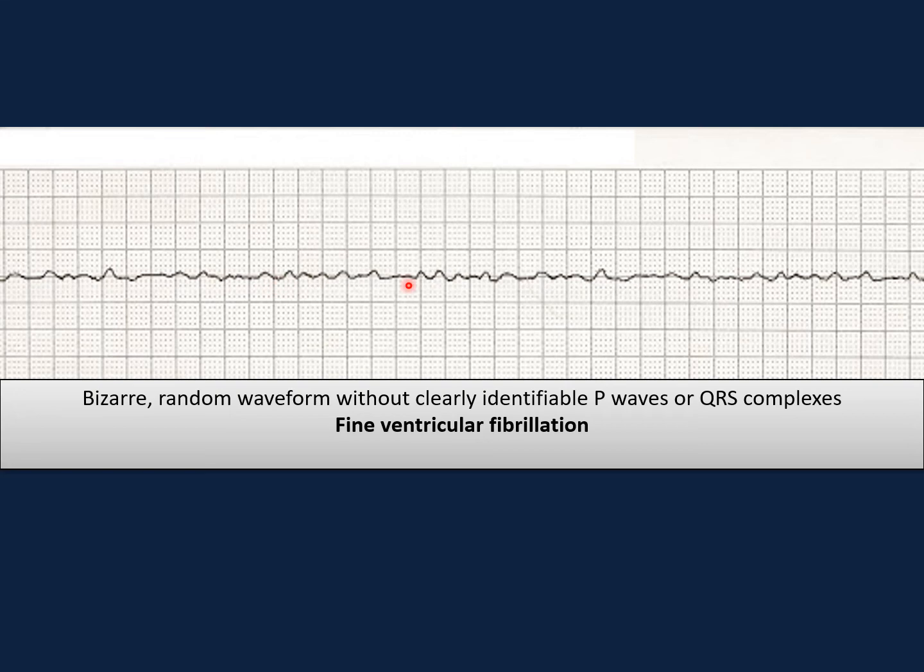This is a case of ventricular fibrillation. As you see here, the waves are bizarre, very hard to identify P or QRS. This is ventricular fibrillation. This is a cardiac emergency.